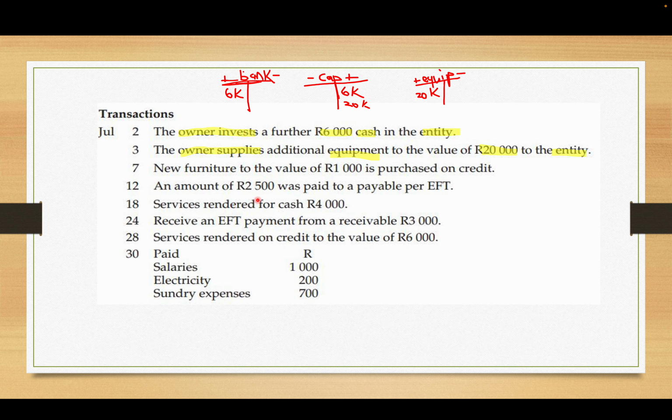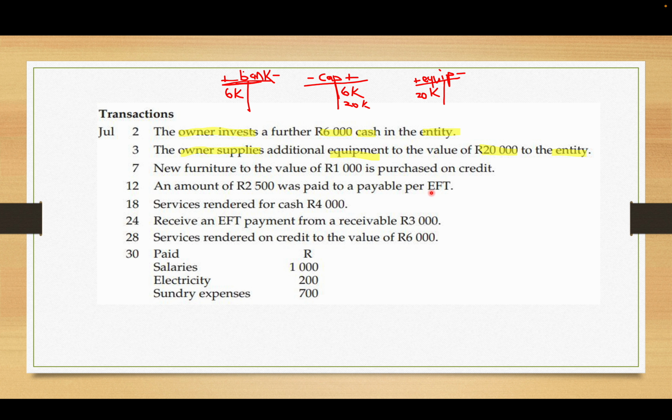So let's go into it. An amount of 2.5 was paid to a payable per EFT. So if you see an amount was paid, we paid 2.5 to our payable per EFT.